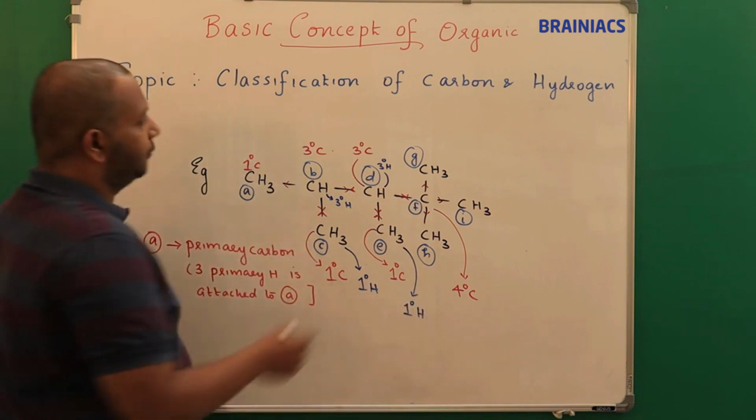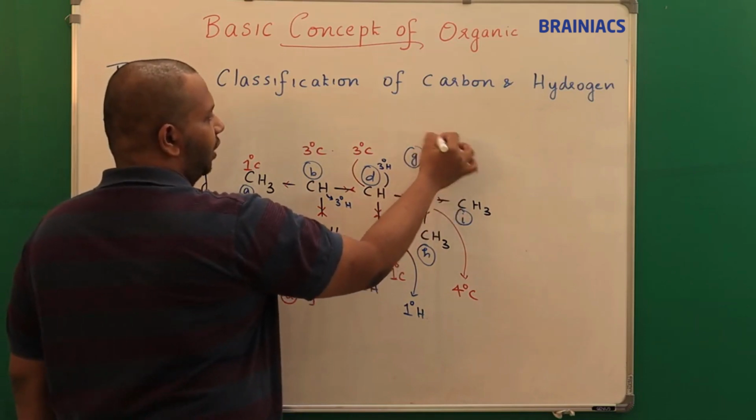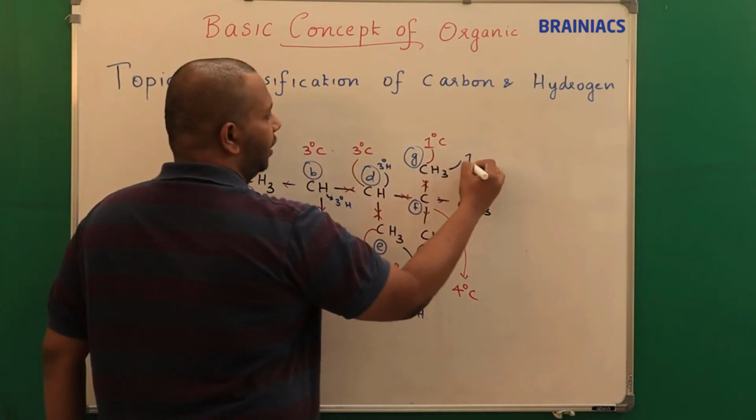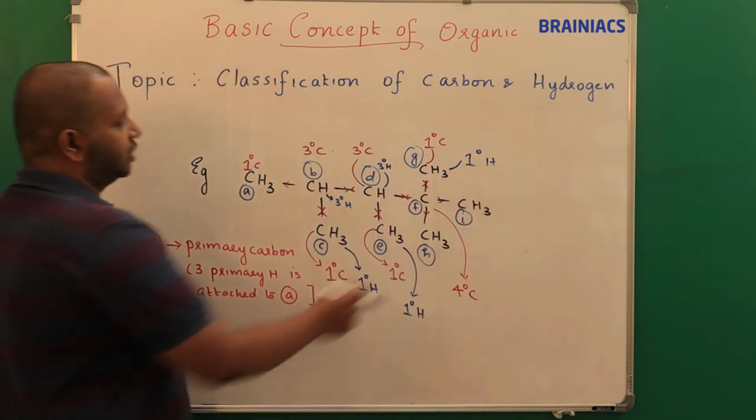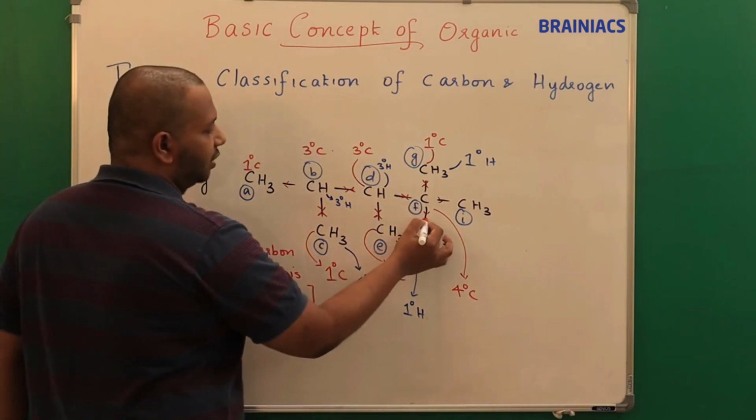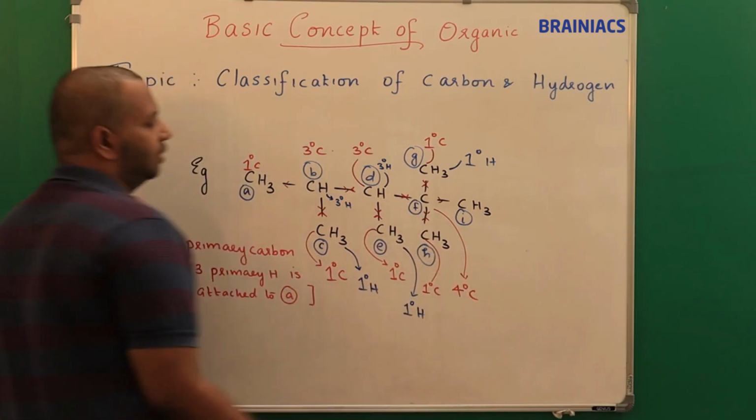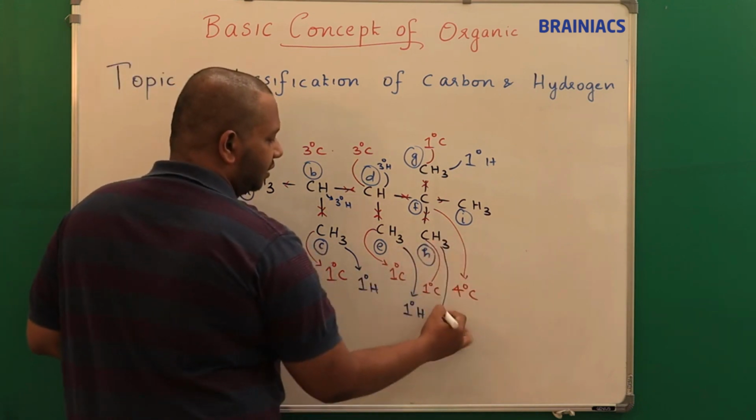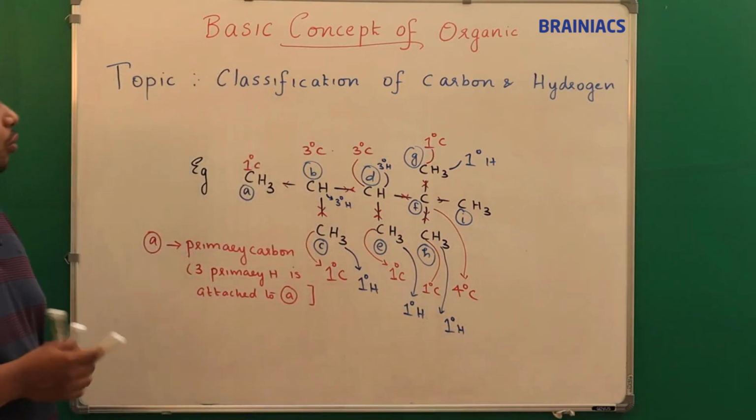Now coming to G, this is connected to only one other carbon atom. So this is also a 1 degree carbon. Then the corresponding hydrogen should be what actually? It should be 1 degree hydrogen atoms. Correct? Now coming to H, tell me. If you see this carbon atom, this is connected to only one other carbon atom. So this should be a 1 degree carbon. Then the hydrogen attached to that, this one, correct? This should be 1 degree hydrogen. Now what about this one?